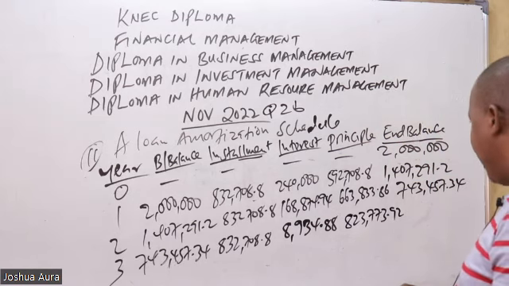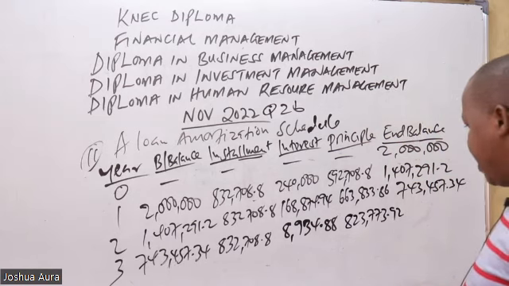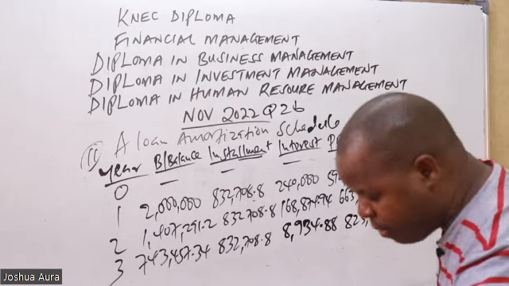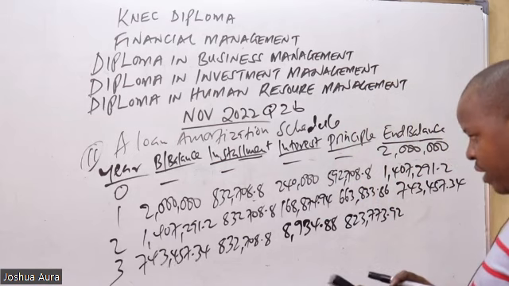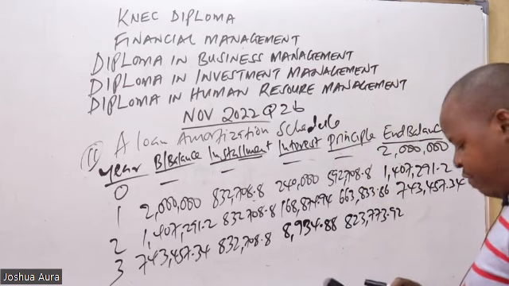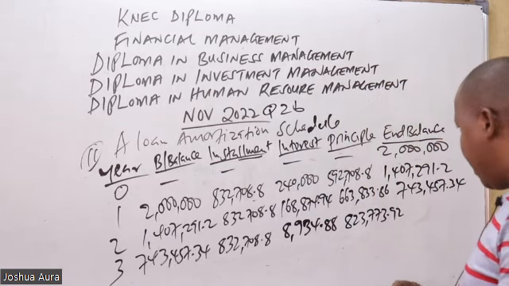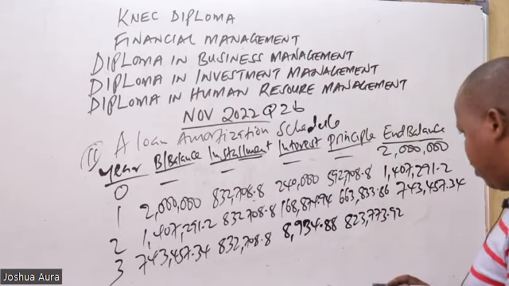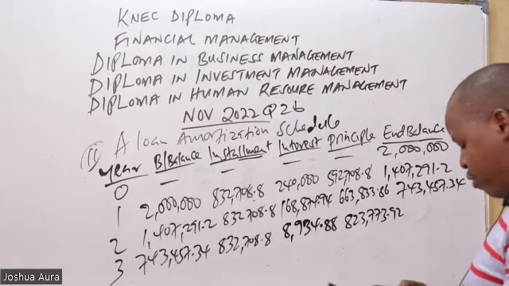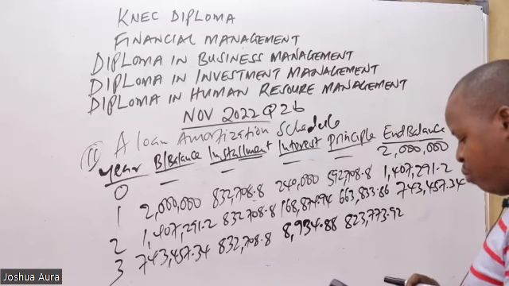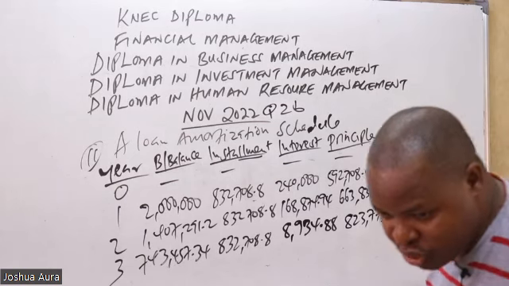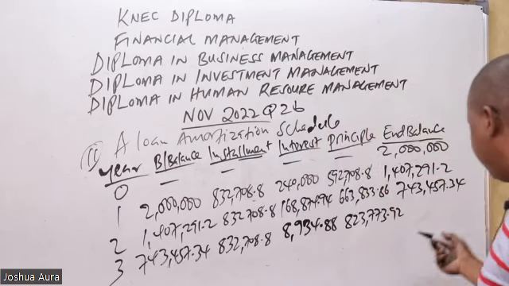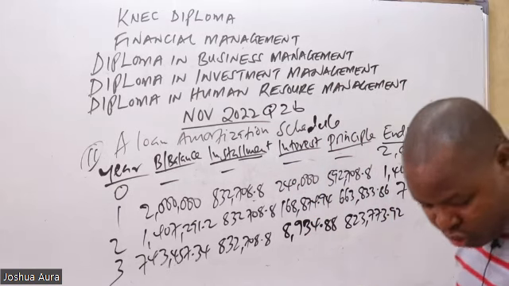Ending balance for year 3. We take the beginning balance, 743,457.34, minus the principal, 823,773.92. So what are we getting?